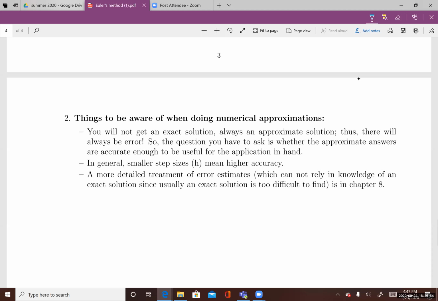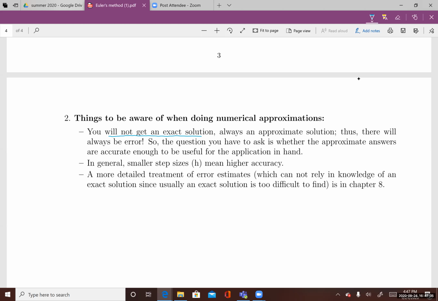Now, here are a few things that you want to be aware of when doing numerical approximation. Again, Euler's method is just one of the numerical methods that you can use in order to estimate a function value. One thing to keep in mind is you will not get an exact solution, and that's fine, right? It's always an approximate solution. So there's always error. Even when we decreased the step size to 0.002, we haven't got the exact solution; the estimate is close, but not the same, so we have error.